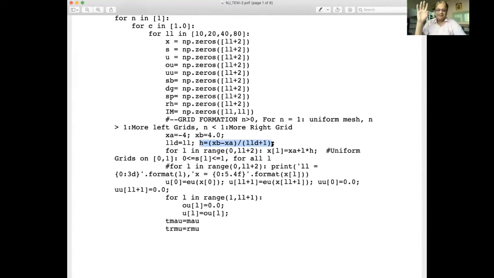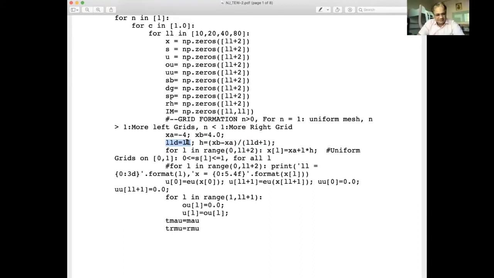This is my habit of writing. LL is assigned to LLD: LLD equal to LL. This is actually my habit from writing C++ programs. In C++, division by an integer gives you an integer result, so you have to assign it to a float or double precision number. In Python this problem is not there, but my habit continues. That is why I have written LLD equal to LL. But for you, both are one and the same thing.